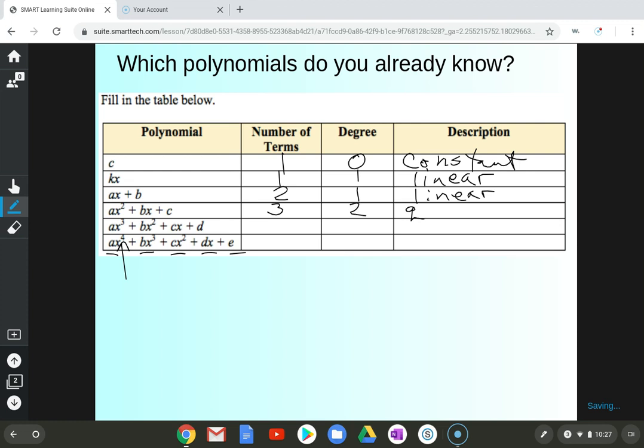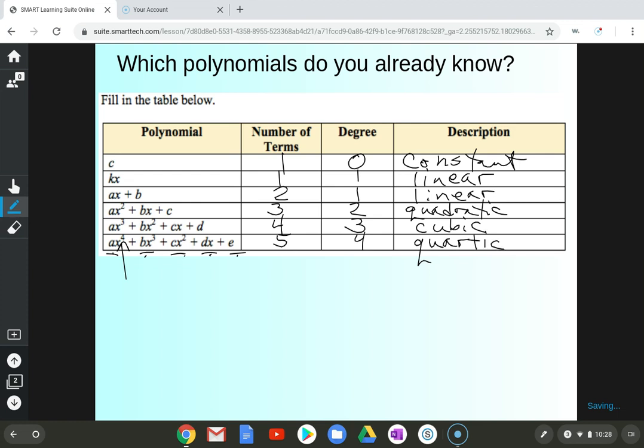This next type of function has 3 terms, and because the highest exponent is 2, the degree is 2, we would call this quadratic. We could also call it a trinomial because there are 3 terms. So the next one, we have 1, 2, 3, 4 terms. The highest exponent is 3 because we have an x cubed, and we call this a cubic. And the last function, we have 1, 2, 3, 4, 5 terms, and the highest exponent is a 4, and we would call this a quartic.